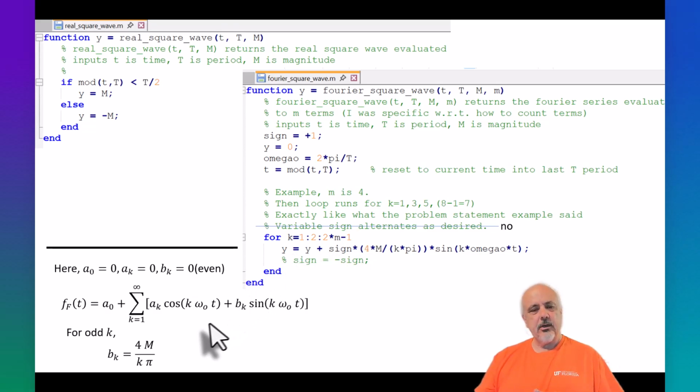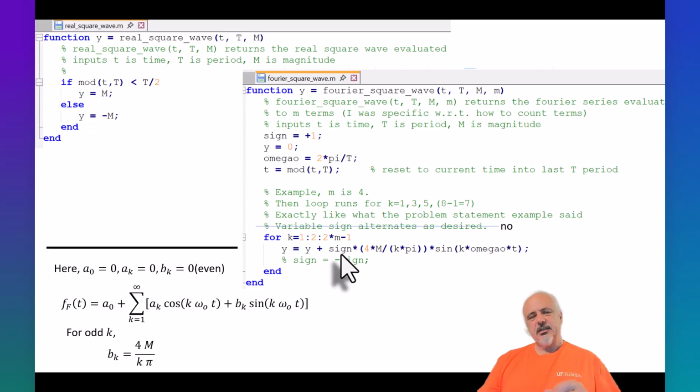And let's see how this works out. So there's no a naught. So I set y equal to 0 and initialize y equal to 0. And there's no a sub k. So the only thing I've really got working is the b sub k. And that's only when k is odd. And I'm going to only go 1, 3, 5, 7. So that's the pacing of this.